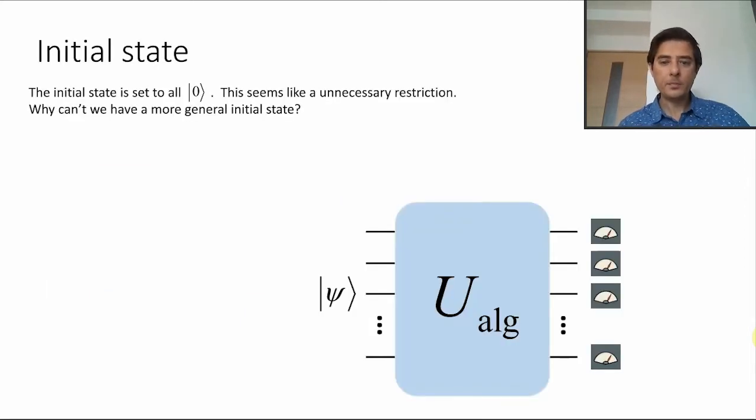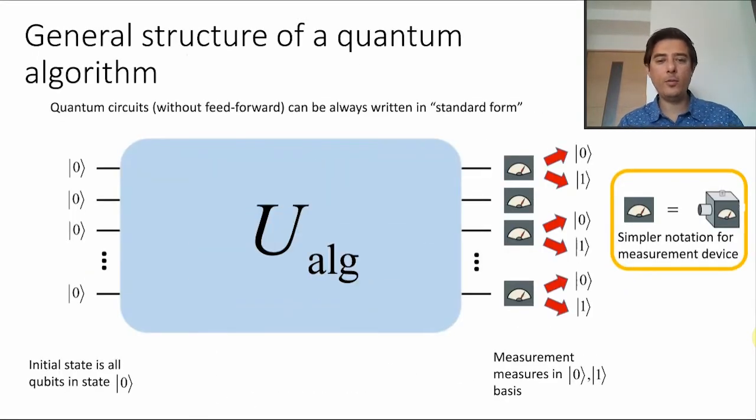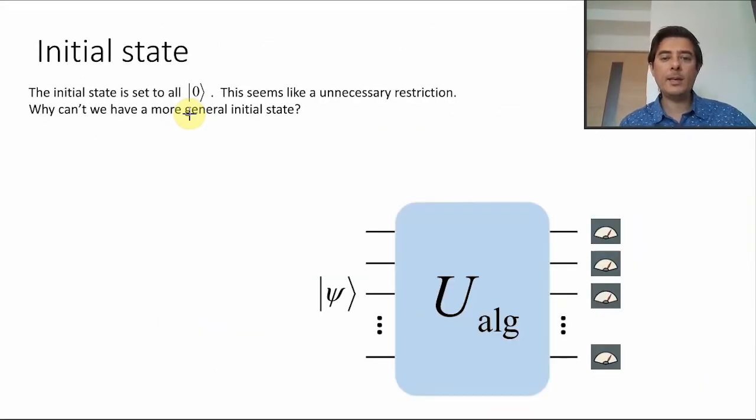Okay, so let's go back to our generic standard form quantum algorithm that we saw a couple of slides ago, and let's talk about why I can write it in this particular standard form. In particular, I said that the initial state can always be set to just all zeros, right? But it seems like an unnecessary restriction, because why couldn't I start with a different state? Then obviously I'd end up with a different state at the end. Why can't I do that? What's with setting this to be always zero?